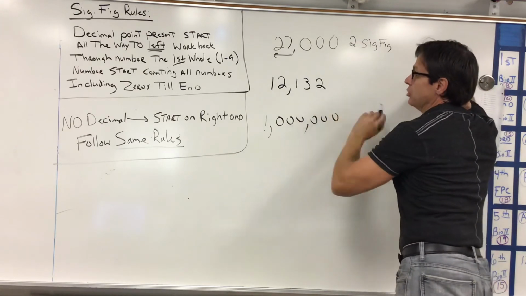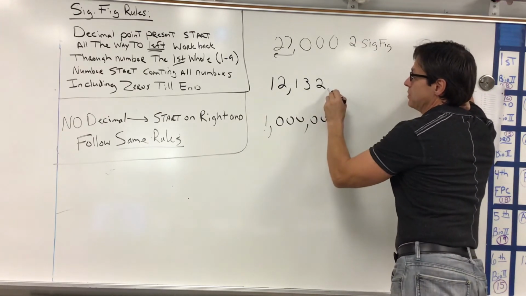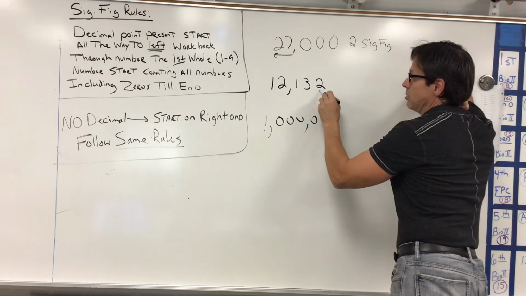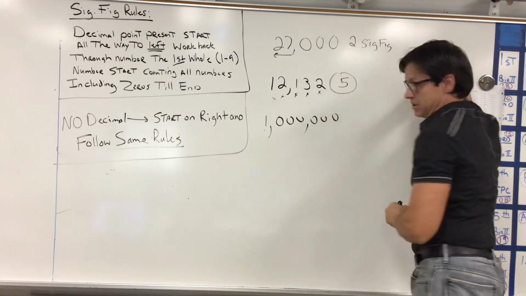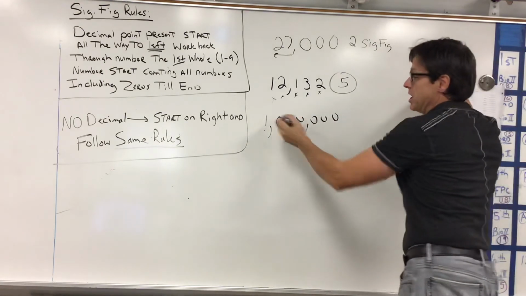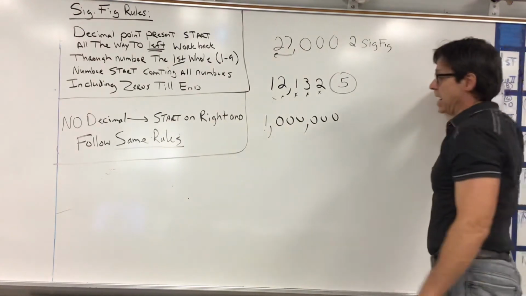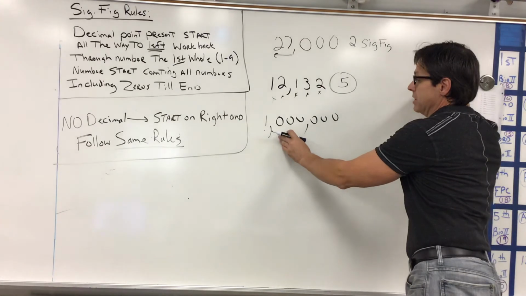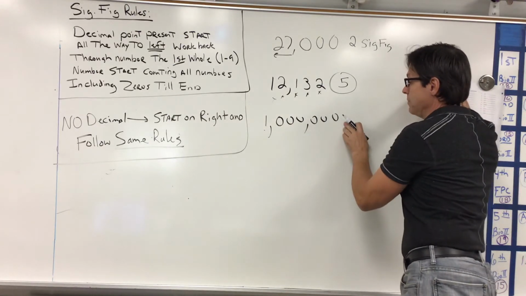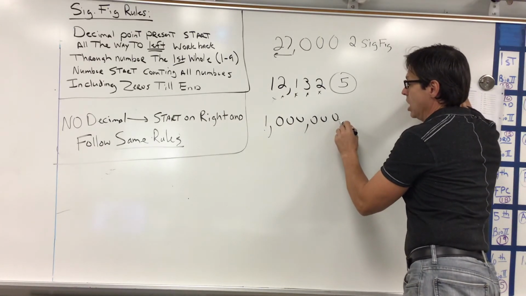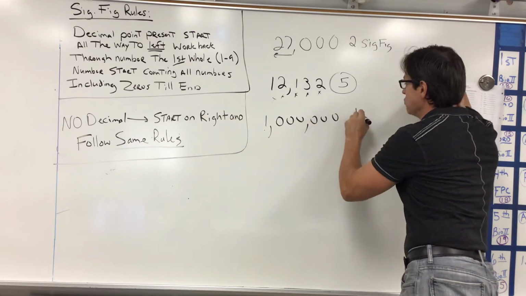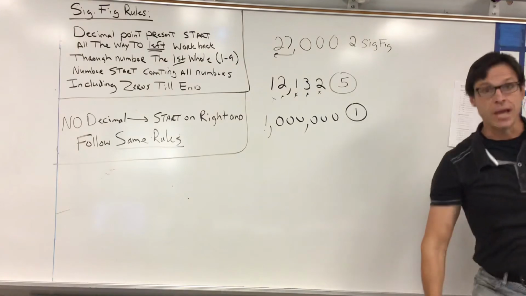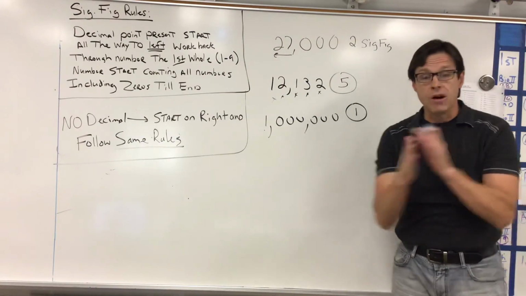All right? Same thing. No decimal point present. I'm going to start on the right. First whole number, start counting. There's a whole number. 1, 2, 3, 4, 5. This has 5 sig figs. Okay? Same one here. 1 million. Great number. Wish I had it in my bank. Right? But I got 1 million. No decimal points. I start on the right, and I start counting when I get to a whole number. Nope, nope, nope, nope, nope, nope. Yes, this only has one sig fig.